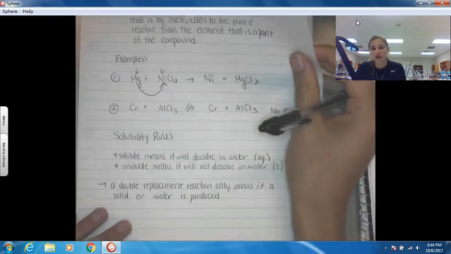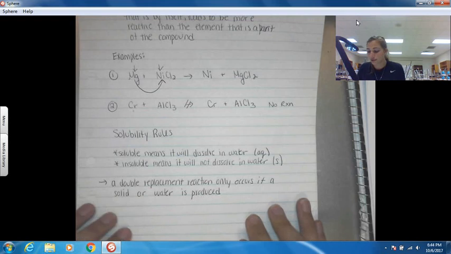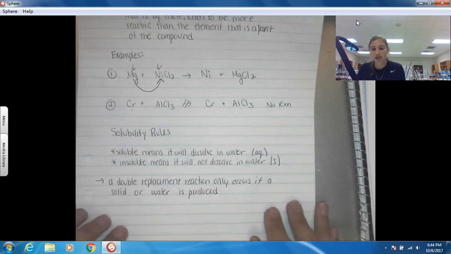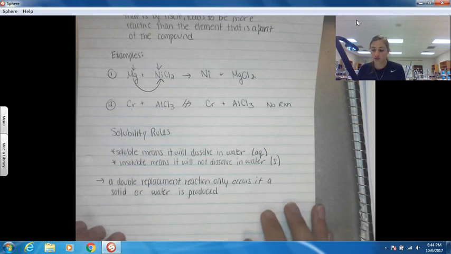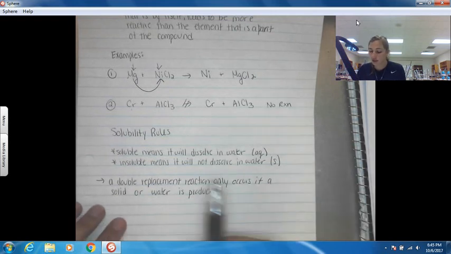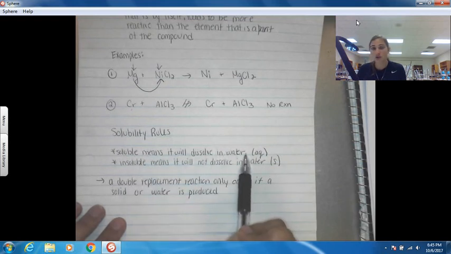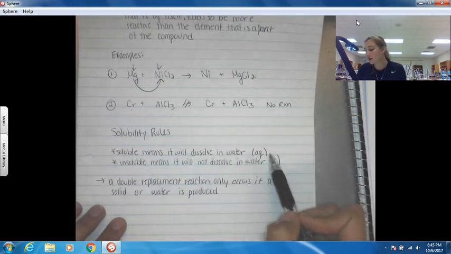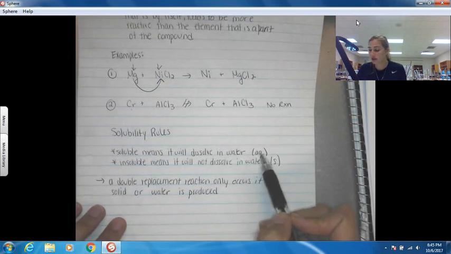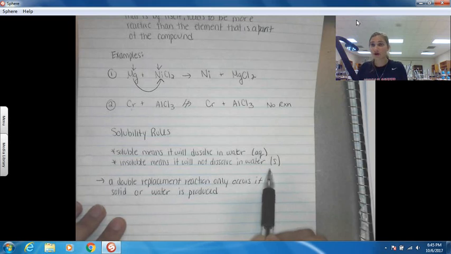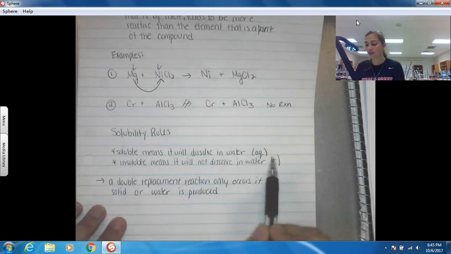The next thing that we have to look at is our solubility rules. Our solubility rules are for determining if a double replacement reaction is going to occur. The first thing that we have to understand is that soluble means that it will dissolve in water. So dissolves in water, the state of matter that we would put is aqueous. So that's our AQ. Insoluble means that it will not dissolve in water. And the symbol for that is an S.